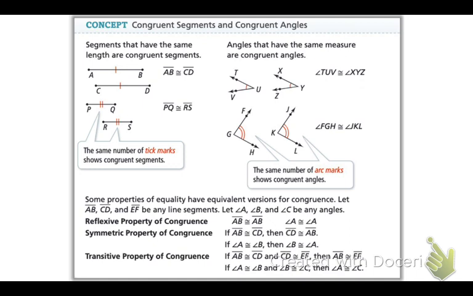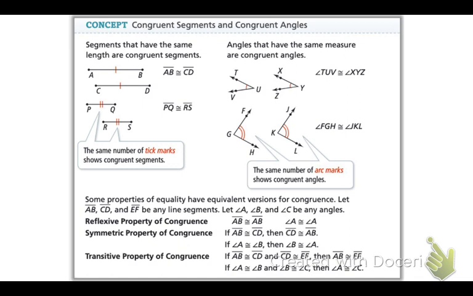Okay. Angles, we don't have tick marks, we have little arcs. These 2 angles are congruent because they have 1 little arc. These 2 are because they have how many? 2. If I have more, they'd have 3 or 4 or whatever. Got it? Okay. That's all that means.